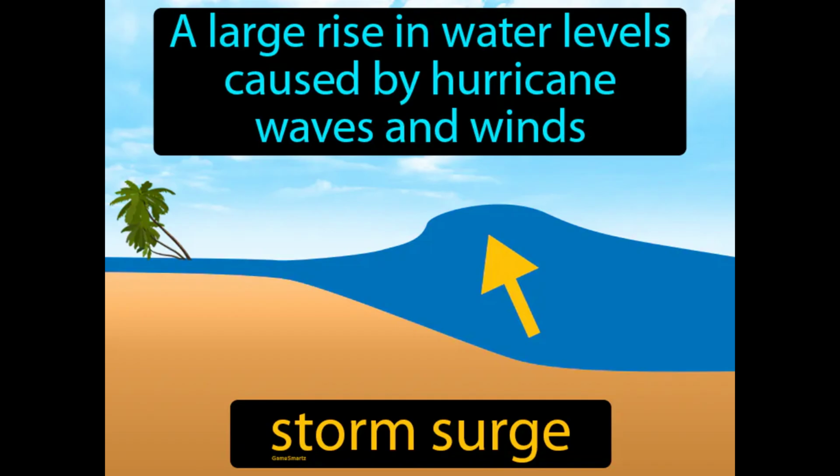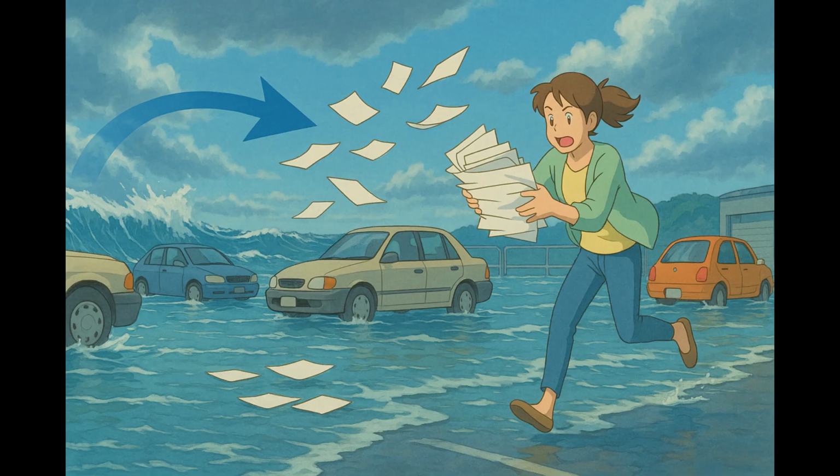A large rise in water levels caused by hurricane waves and winds. Storm surge. Storm surge is the abnormal increase in seawater level during a storm due to strong winds. Imagine trying to carry a stack of papers across a windy parking lot. Just as the wind can lift and scatter your neatly piled papers, a hurricane's powerful winds and waves can push vast amounts of ocean water ashore, leading to a storm surge.